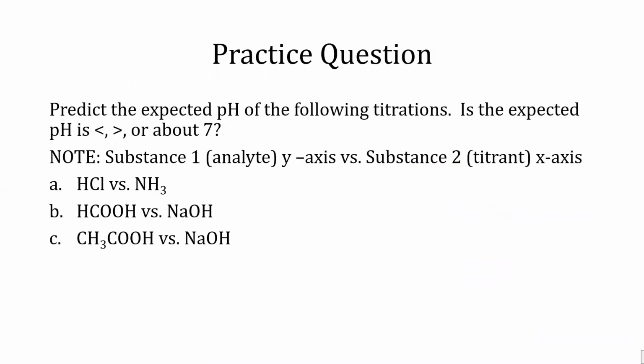Here is a practice problem for you to try. Predict the expected pH of the following titration, specifically at the equivalence point. Is the expected pH less than, greater than, or about 7? The 3 titrations are A, HCl versus NH3, B, HCOOH versus NaOH, and C, CH3COOH versus NaOH.